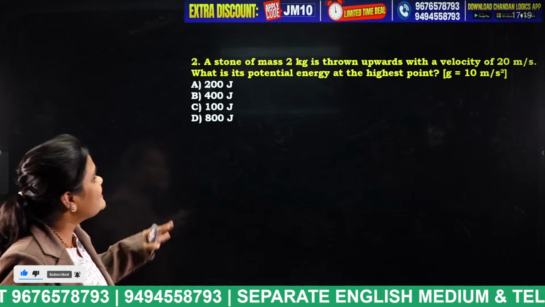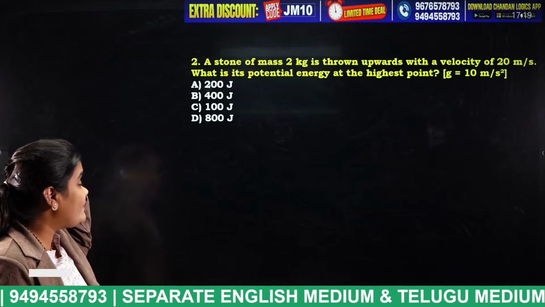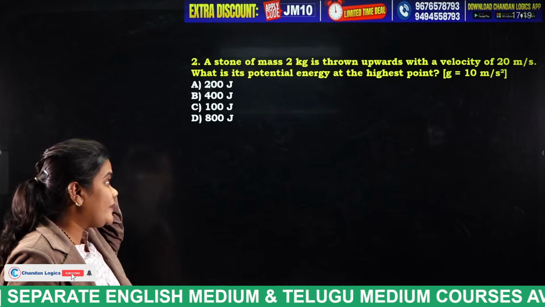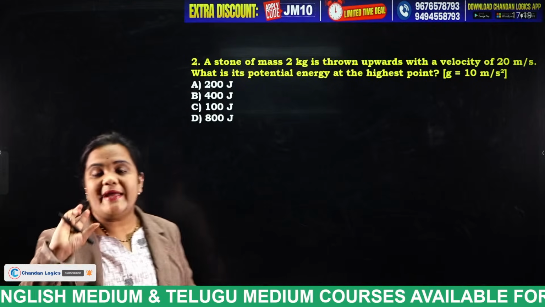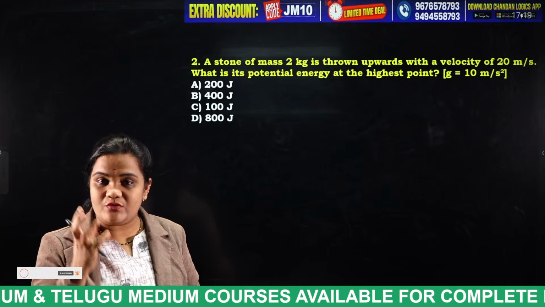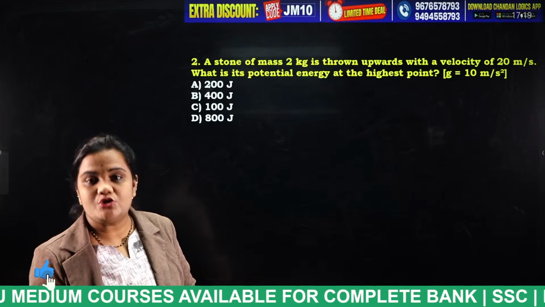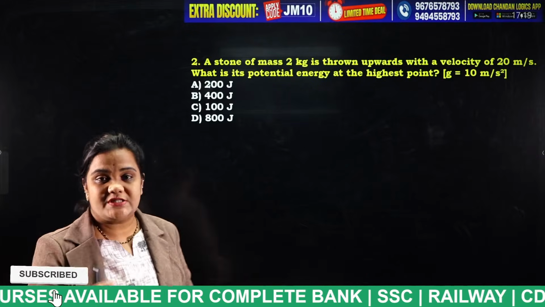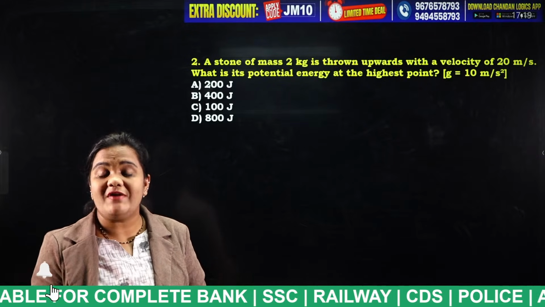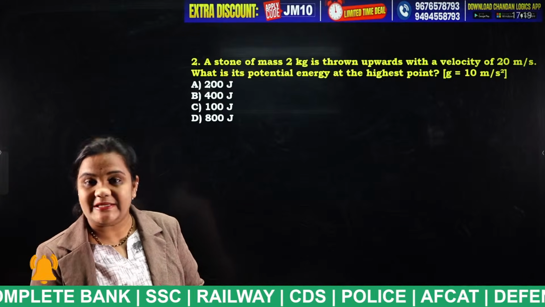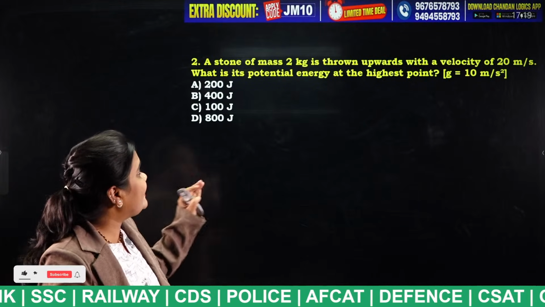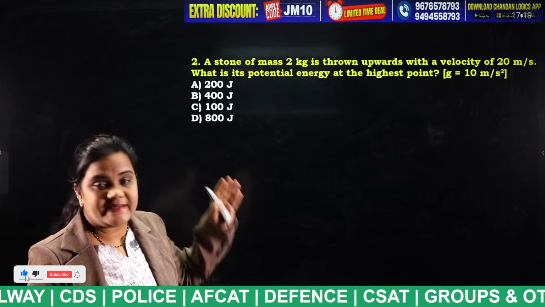Okay, and what is the answer for these questions, students? They have given a stone of mass 2 kg is thrown upwards. So a stone which is having a mass of 2 kgs is thrown upwards with a velocity. What is the initial velocity of that throw? 20 meters per second. Okay, fine. What is its potential energy at the highest point?